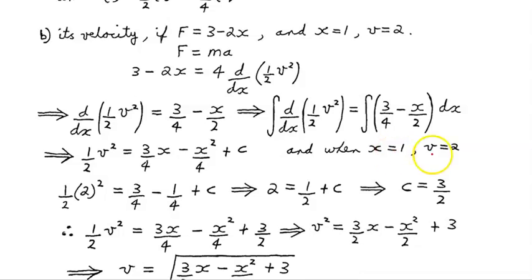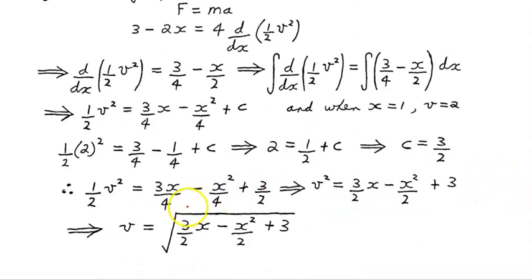And we're told that when x equals 1, v equals 2. So let's substitute v equals 2 on the left here, and where the x is, let's put x equals 1. We've got a half times 2 squared, so that's 4 times a half, which gives us 2 over here. 3/4 minus a quarter will give us a half, plus our constant of integration, so 2 equals a half plus c, and that tells us that c must be 3/2, because 1.5 plus a half gives us 2. And so what we have now is a half v squared is 3x/4 minus x squared/4 plus 3/2, our constant of integration, to give us a particular solution.